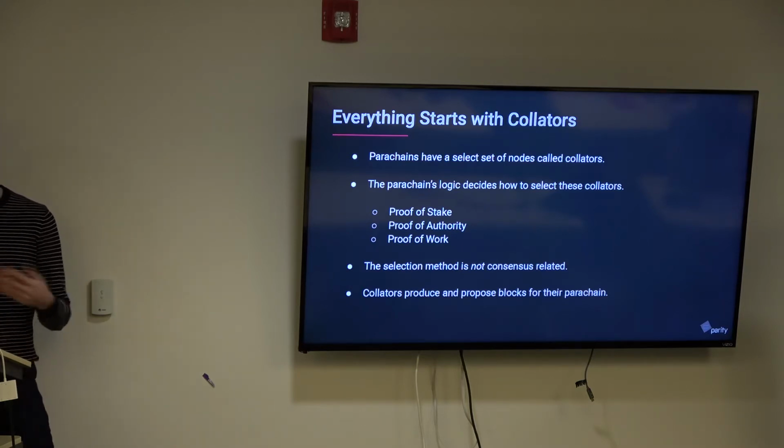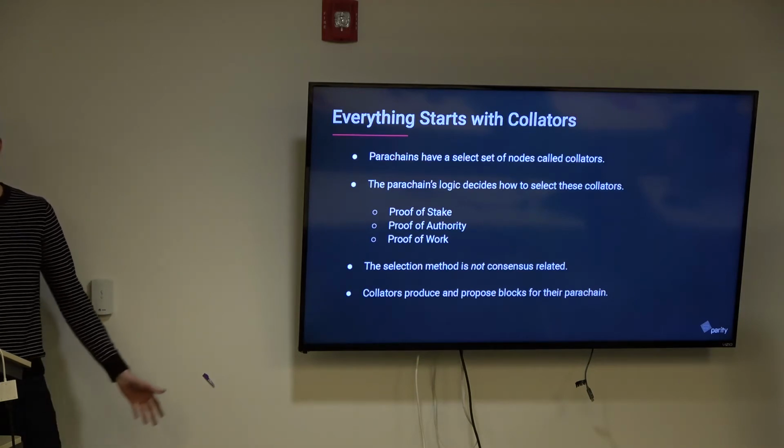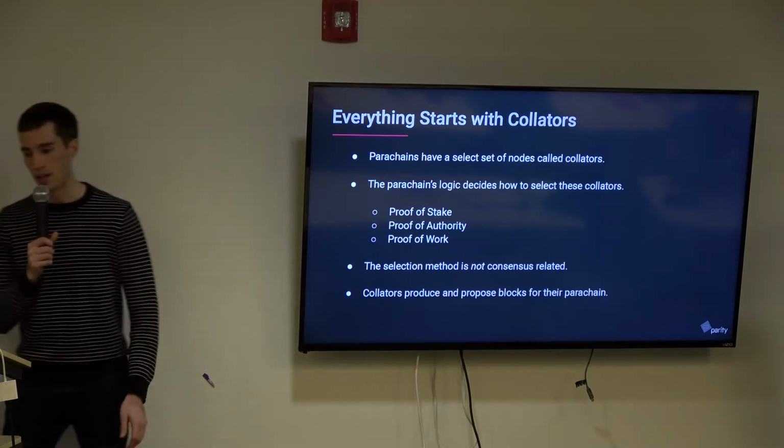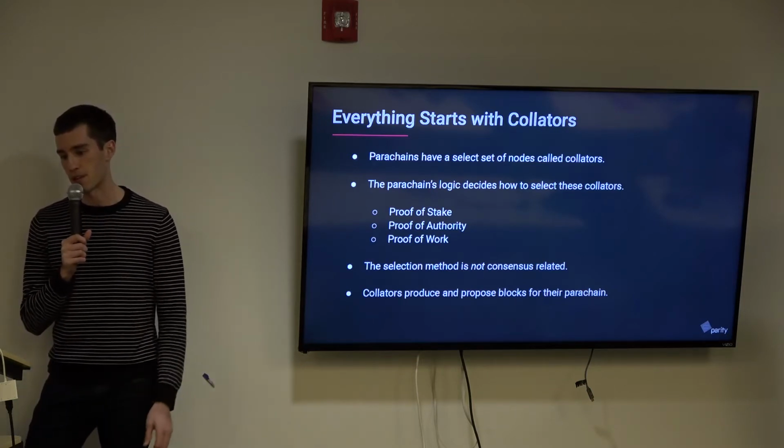So you could have proof of work, proof of stake, proof of authority, you could have a tokenless parachain, you could do whatever you want. You could have one collator if you want. There's no security penalty to that. All of the security is coming from the relay chain.